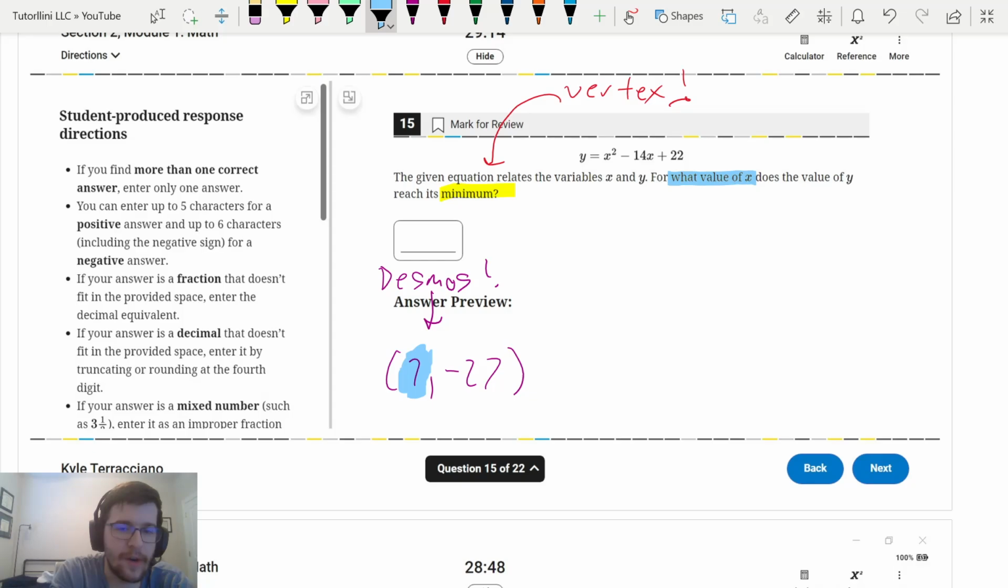All right. So yeah, so the answer is 7. That's it. Oh my God. Like, man, Desmos is really helpful. It makes a lot of the questions almost kind of trivial, right?